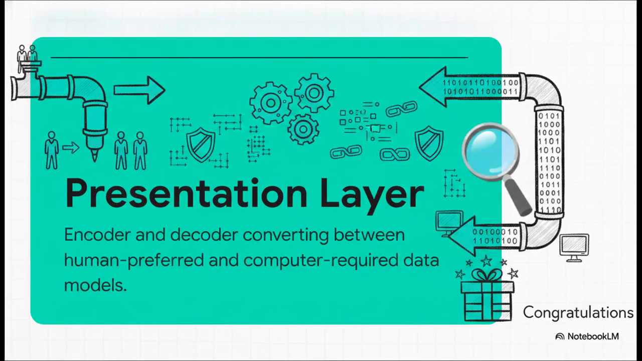To bridge that gap, you decide to build an encoder and a decoder. This incredible tool handles the seamless conversion between the human-preferred data model and the computer-required data model. This is exactly where things like data formatting, compressing a JPEG image, or even data encryption happen, like that little security padlock you see up in your web browser. This ensures that when the final application receives the data, it can actually read it safely and correctly. You have successfully completed the presentation layer.